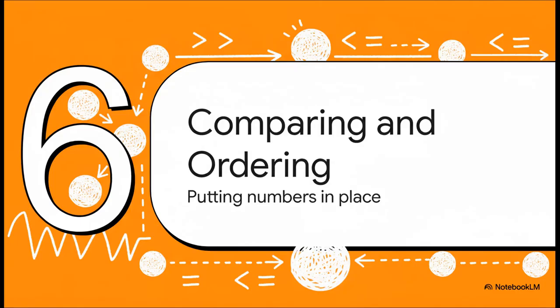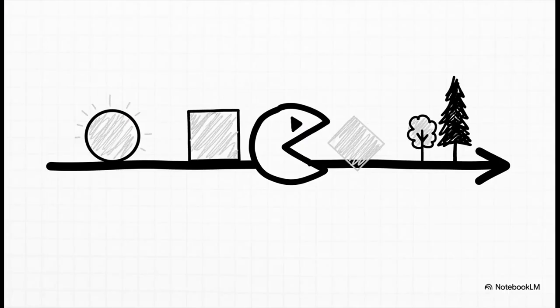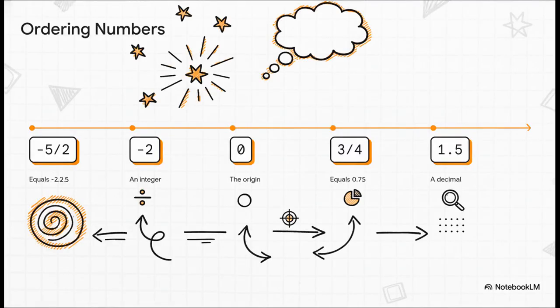Okay, we can identify numbers, we can find their distance from 0. The last piece of this puzzle is figuring out how they stack up against each other. And you are going to love this because there is one simple, foolproof rule to remember. When you look at numbers on the number line, the number that's further to the right is always bigger. That's it. That's the whole rule. Let's use that rule on this list right here.